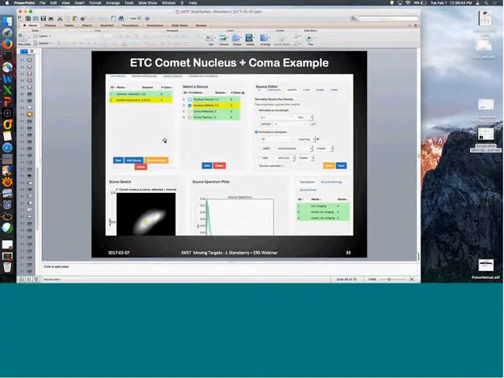So there we can do a training video, which would allow us to submit with a hands-on demonstration, do a webinar, where everybody can run the ETC at the same time and work through some examples.